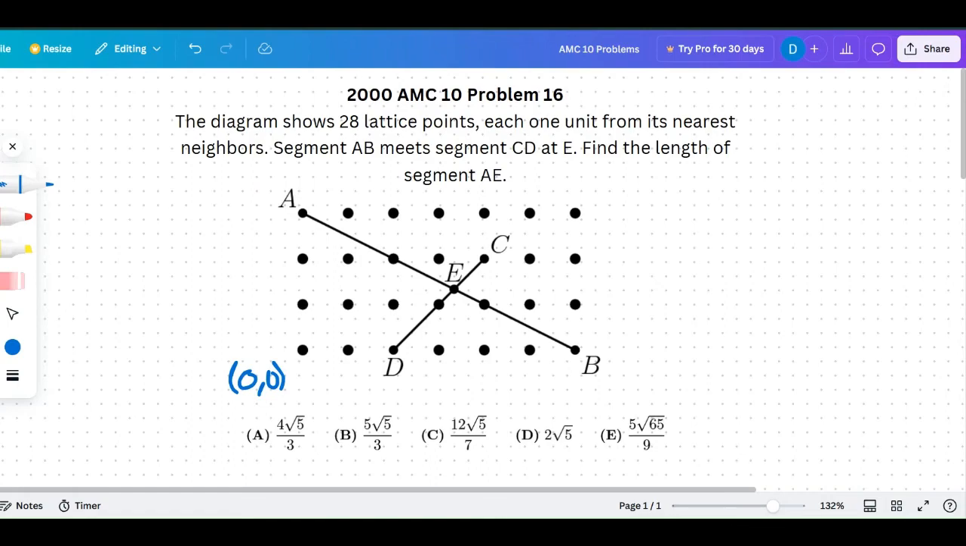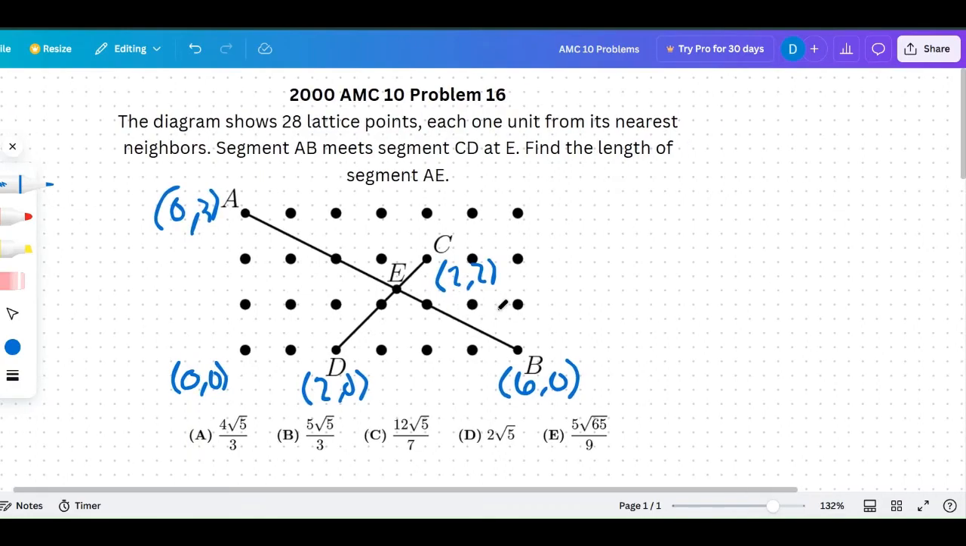So let's start in the bottom left corner. We're going to set the bottom left corner as the origin, (0, 0). And we can find that D is (2, 0), B is (6, 0), A is (0, 3), and C is (2, 2). So let's first find the equation for the line AB.